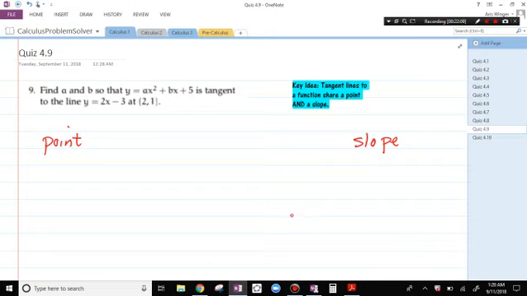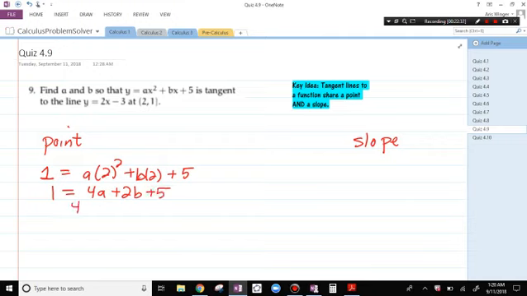So if they share a point, that means that when you plug in 2, you're supposed to get 1. So this means that when you plug in 2 for x, you get y equals 1. So 1 equals a times 2 squared plus b times 2 plus 5. And that is one equation involving a and b. We'll simplify just a little bit. It is 1 equals 4a plus 2b plus 5.